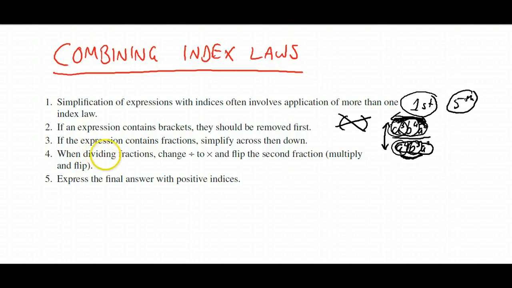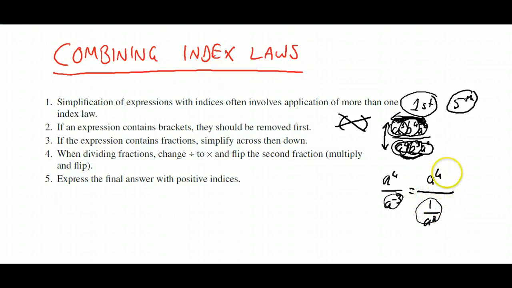The fourth thing, when you're dividing fractions, you can change the division to a multiply and flip the second fraction. So that's a situation like this, where you've got a to the 4 divided by a to the negative 3, where we can say a to the negative 3 is really 1 over a to the 3. So that's what we've got on the bottom. We've got a to the 4 on top, and on the bottom we've got 1 over a to the 3, because that equals that.